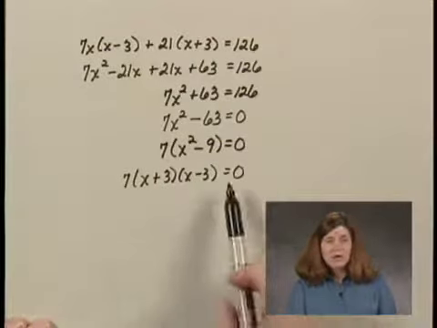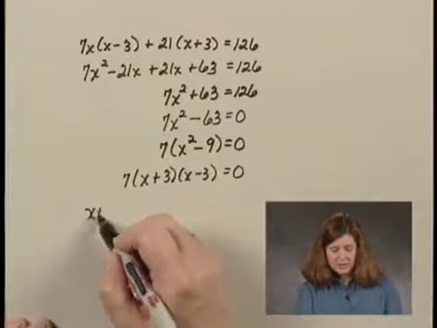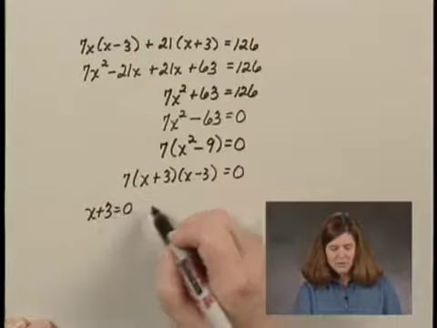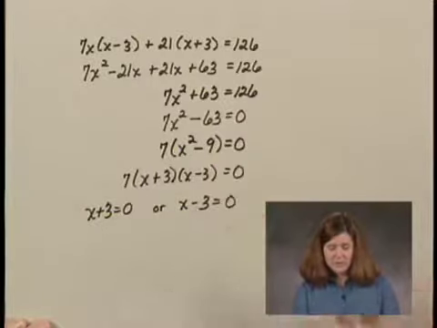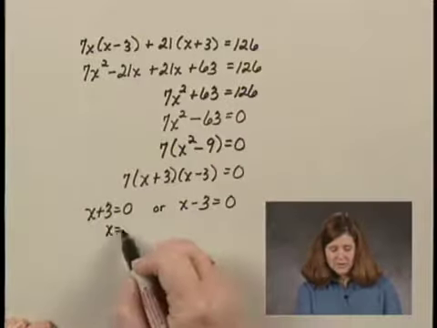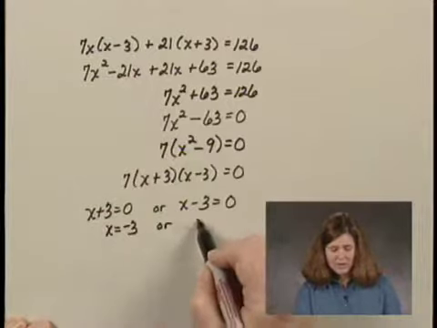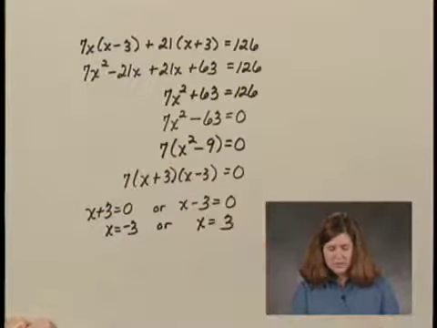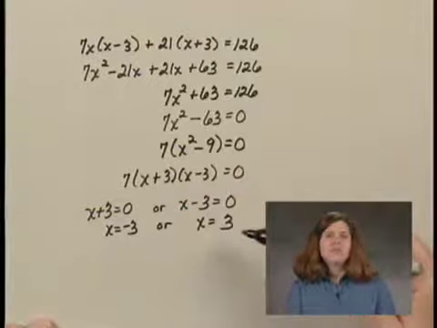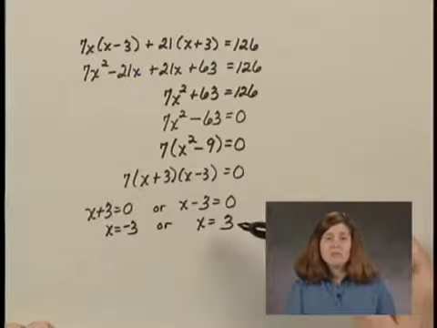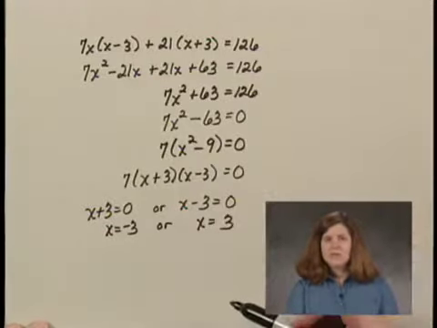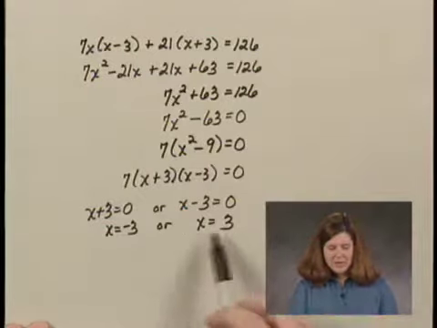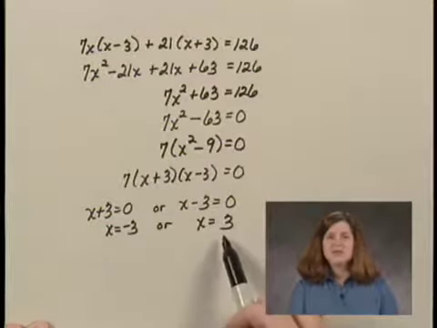Now, in order for this product to be 0, either x plus 3 has to be equal to 0, or x minus 3 must be equal to 0. Solving, I have x equals negative 3 or x equals 3. Now, whenever we clear fractions by multiplying by a least common multiple, we always have to check the answers in the original equation. The most important thing to check for is to see if these values, negative 3 or 3, make a denominator 0.